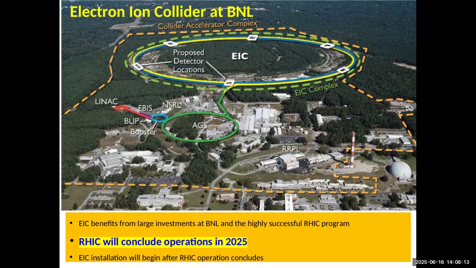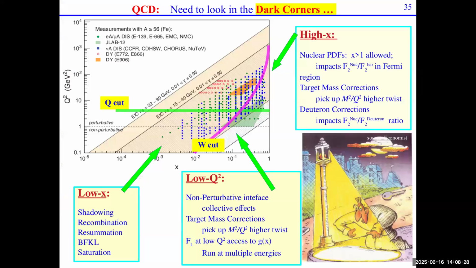RHIC operations will finish at the end of this year because they have to start dismantling the unused ring for hadron and start installing the EIC facilities. And here, in terms of the x-Q plot, again, Q squared versus x, this is the reach of the EIC. This is the maximum reach, and you can also kind of crank down the energy a little bit.